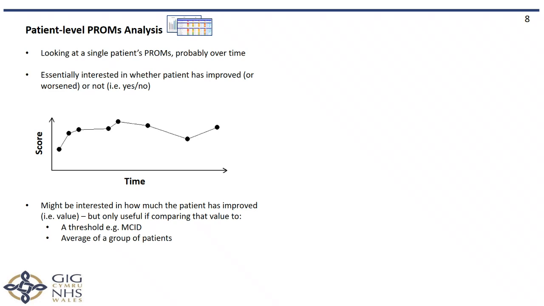We might be interested in knowing how much a patient has improved, but that's only useful if we know what that value means. For example, we could calculate that a patient has improved by 6 between one time point and another, but we don't know if that value of 6 is good or bad. We'll only know what that value means if we look at it in relation to the values of other patients. We might want to compare it with a specific threshold, such as a minimal clinically important difference, or compare it to the values of other groups of patients, perhaps with the same condition or the same treatment. So the next slide, please.